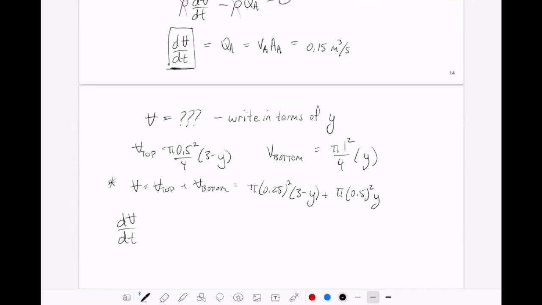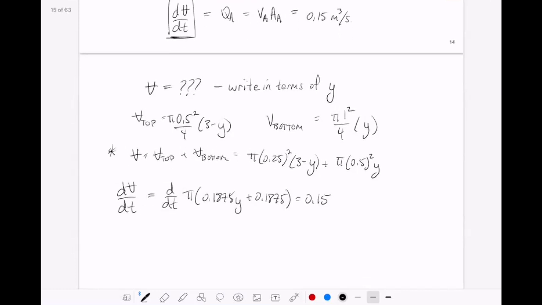We need to find the time derivative now, dV/dt, the rate of change of our volume. We know y is changing with respect to time, so we should end up with a dy/dt, which would give us the rate that our tank is filling up. That's the rate of change of the fluid height. So we'd end up with d/dt of pi times 0.1875 y plus 0.1875, which is equal to 0.15. So this is our final equation to solve. We substitute this above. Let's say this is 1 and this is 2, so we substitute 2 into 1.